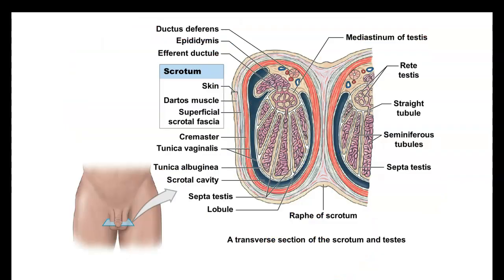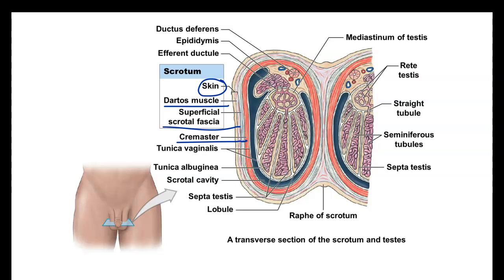So in this view, it's going to be a transverse cut, so you can look down and see a different view of everything that's going on. Of course, you've seen your skin, which remember is going to be a stratified squamous epithelium like the rest of the skin on your body. We have looked at that dartos muscle, which is going to be that first layer of muscle underneath the epithelium. We've talked about the superficial scrotal fascia, and then underneath that, your next set of skeletal muscle, which is going to be that cremaster muscle.